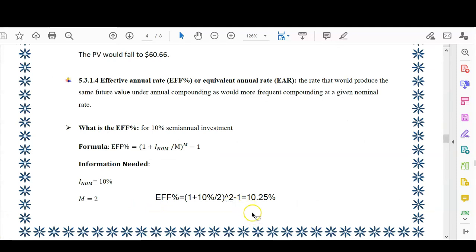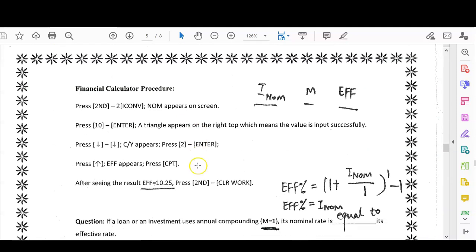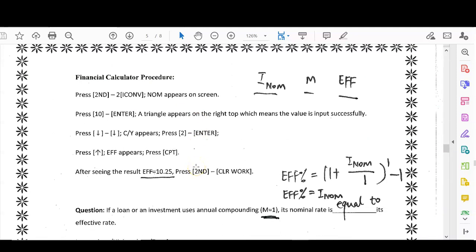All right, I just made some edits to the document here, so you can see that when we plug the numbers into this formula, the effective annual rate becomes (1 + 10% / 2)^2 - 1. So we have 10.25% as our effective annual rate. Besides using this formula, another way to solve for effective annual rate is using the interest conversion worksheet on the financial calculator.